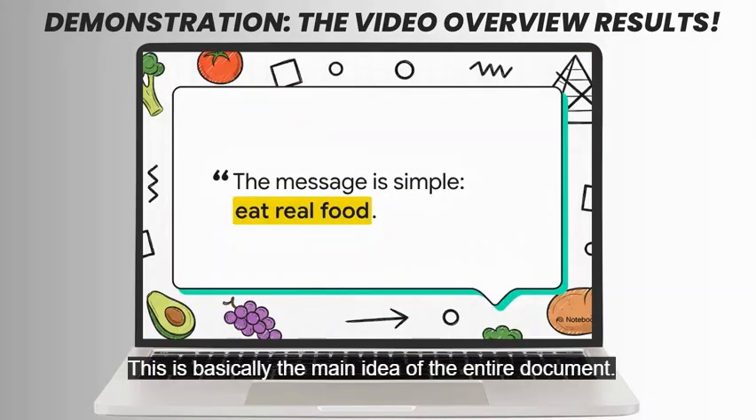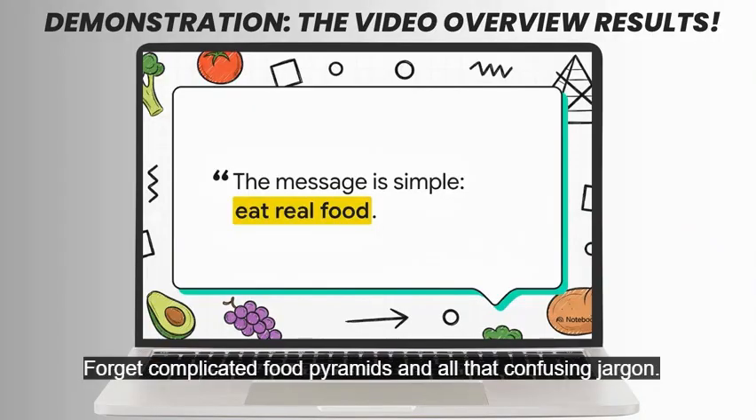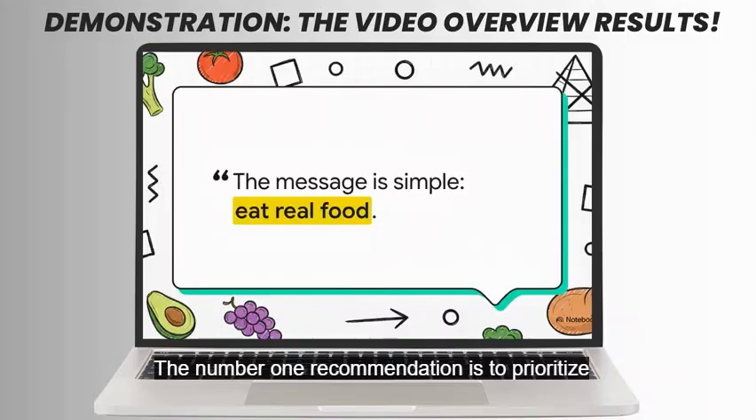And there it is. This is basically the main idea of the entire document. Forget complicated food pyramids and all that confusing jargon. The number one recommendation is to prioritize real food. Simple enough, right? But what does that actually mean? Okay, so there you go.